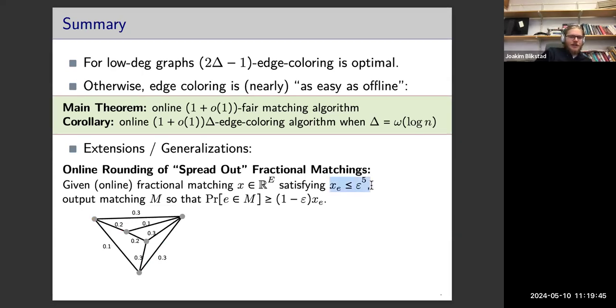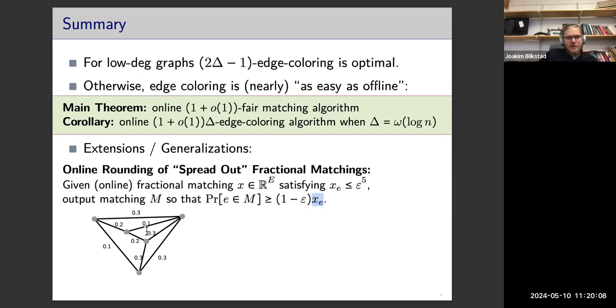And let's assume it's spread out. So the x_e's are quite small, like they're smaller than some epsilon, and I feel like epsilon to the 5. Then we manage to almost losslessly round this, like we have some 1 minus epsilon loss. So we pick edges e in a matching with probability x_e. And that's in the online setting.